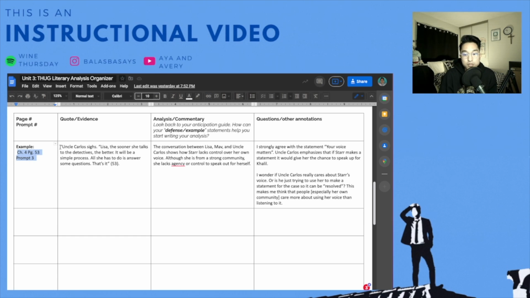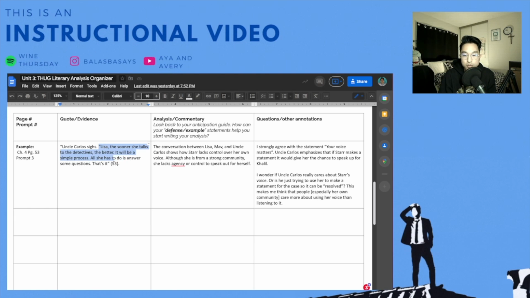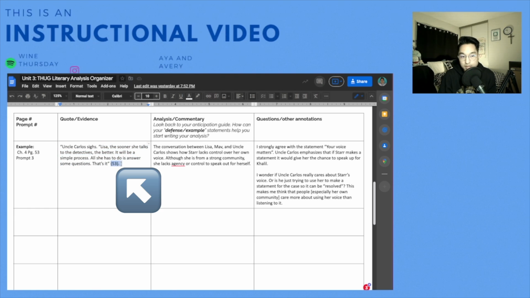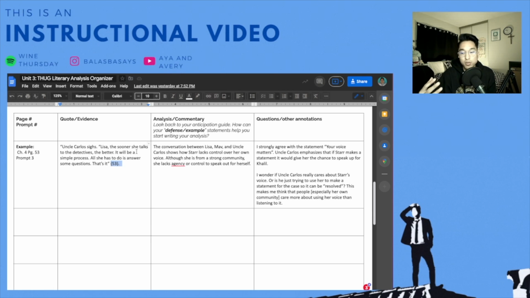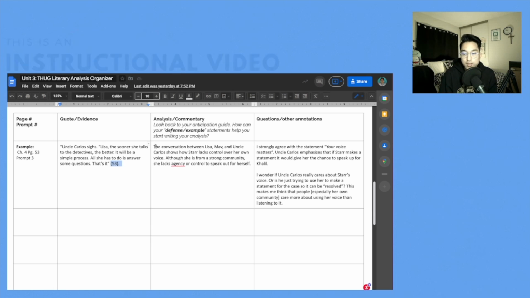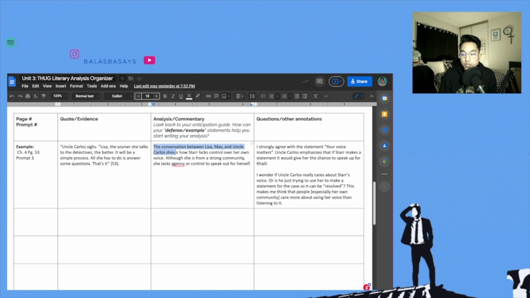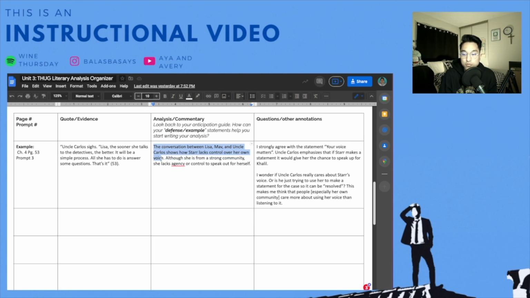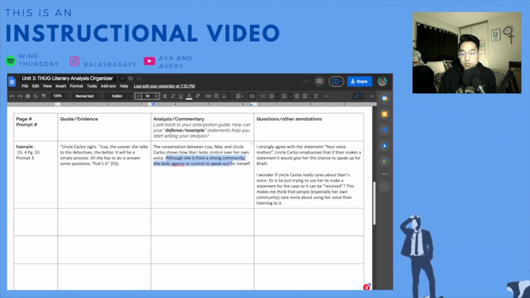The passage that I chose, Uncle Carlos sighs. Lisa, the sooner she talks to the detectives, the better. It will be a simple process. All she has to do is answer some questions. That's it. Peep the proper citation. And then what is my analysis? How does this connect to the prompt of Star's voice mattering? So the example analysis here says the conversation between Lisa, Mav, and Uncle Carlos shows how Star lacks control over her own voice. Although she is from a strong community, she lacks agency or control to speak out for herself.